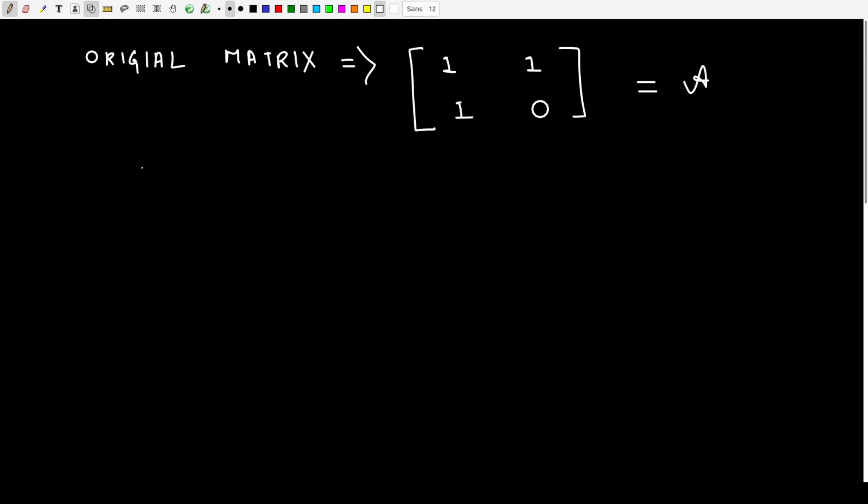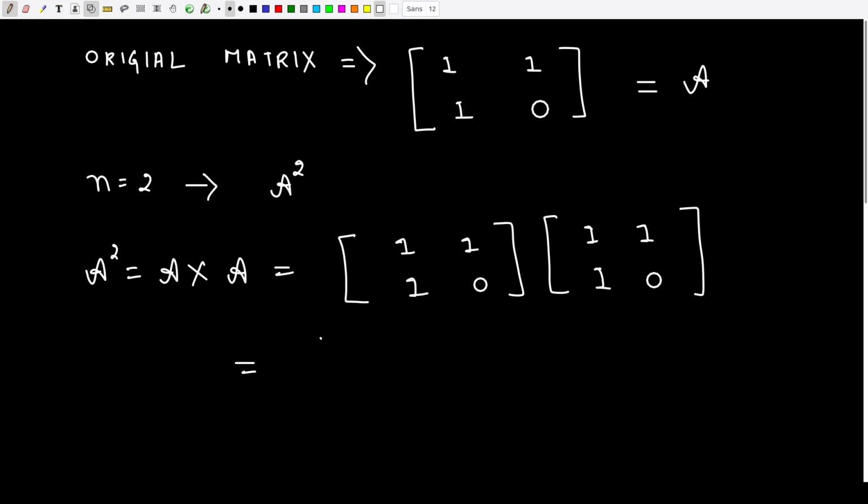And a power is given to us. So let us say in our example n is equal to 2. That simply means we want to compute A to the power 2, which is A square. So let us compute A square. A square equals A into A, and if we compute A square, the output we will obtain is something like this. So what the problem says is our original matrix is given to us, which is A, then a value of n is given to us.